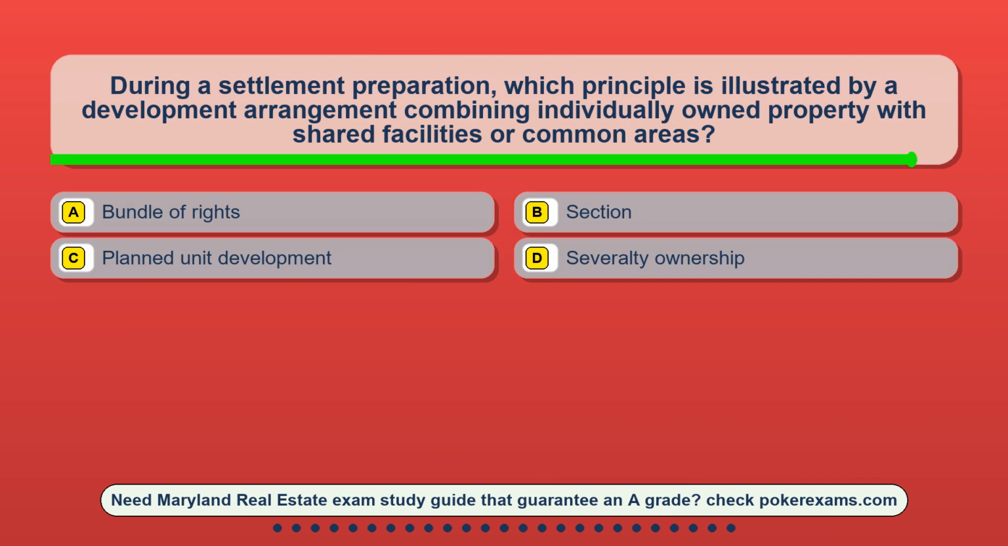Question 14. During a settlement preparation, which principle is illustrated by a development arrangement combining individually owned property with shared facilities or common areas? Option A, bundle of rights. Option B, section. Option C, planned unit development. Option D, severalty ownership.